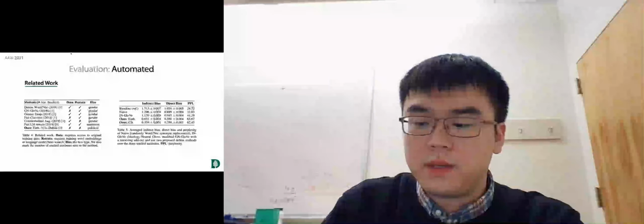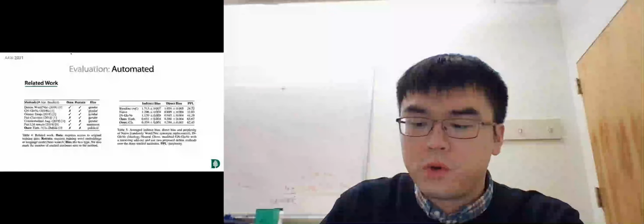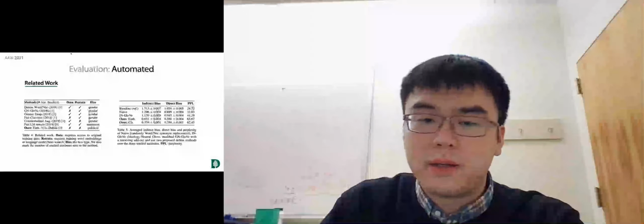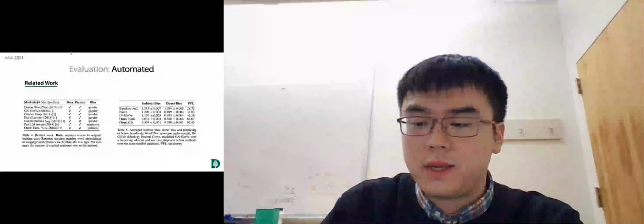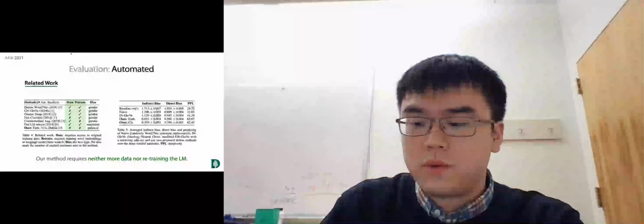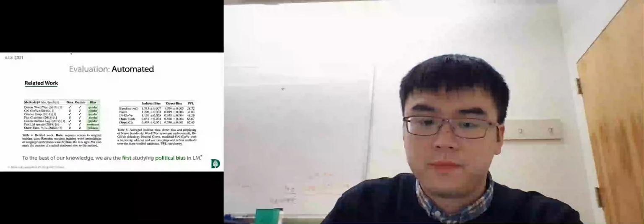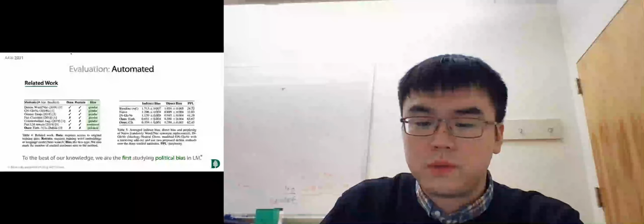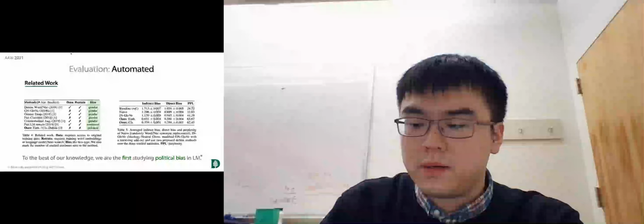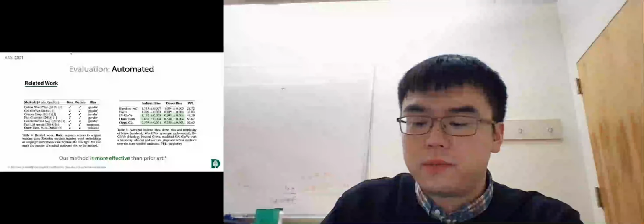About related work, in the left table, we list whether the method needs extra data, more training, and type of bias it studies. In the right table, we compute the bias after we use the method from our side and from related work. Our method requires neither the original training data nor retraining the model from scratch. And to the best of our knowledge, we are the first studying political bias in generative language models. Compared with prior arts, our method is more effective.